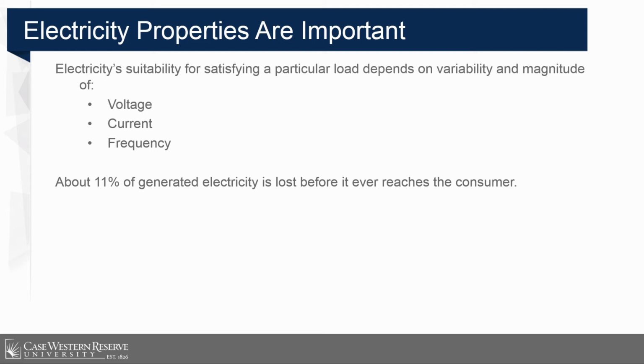And so it's very important to understand that when electricity is delivered to an end application, control of these attributes is usually critical to ensure high power quality for those applications that need it most. Another important point here is that due to inefficiencies across transmission lines and across the distribution systems, about 11% of electricity is lost before it actually reaches the consumer.